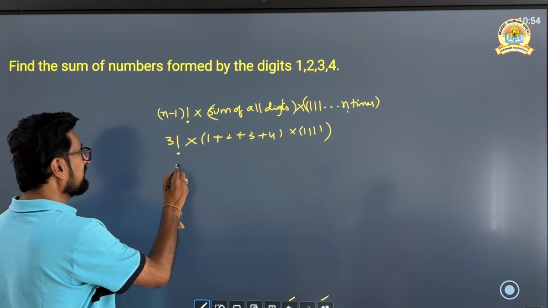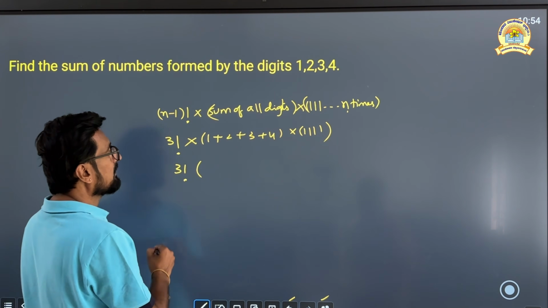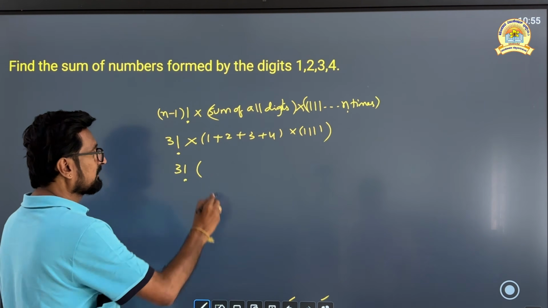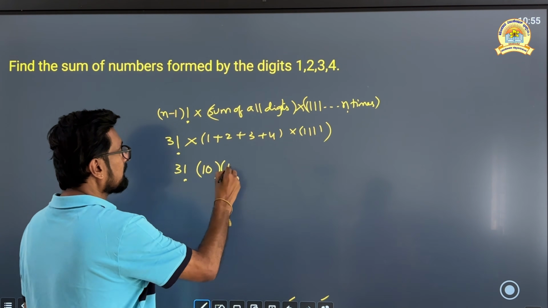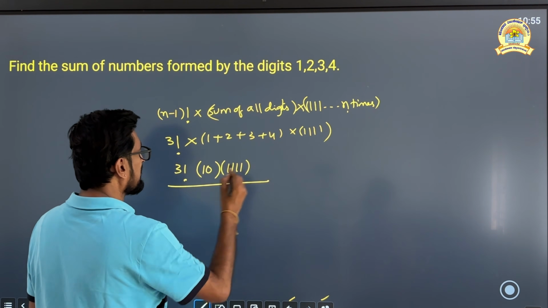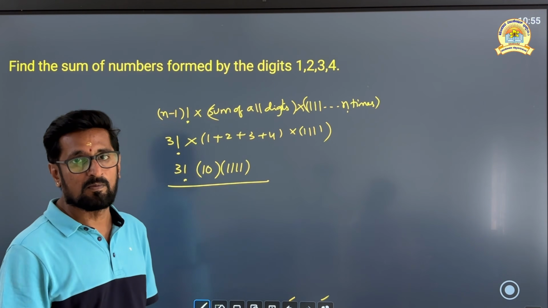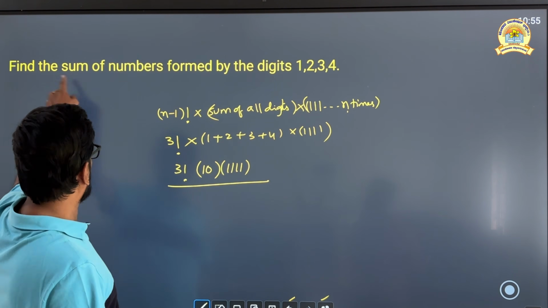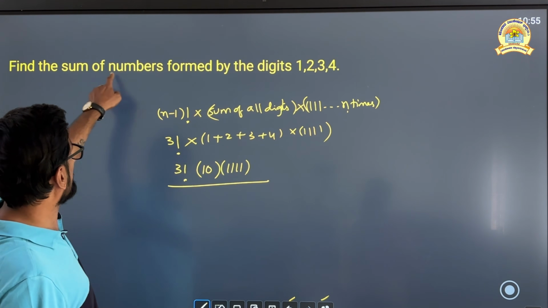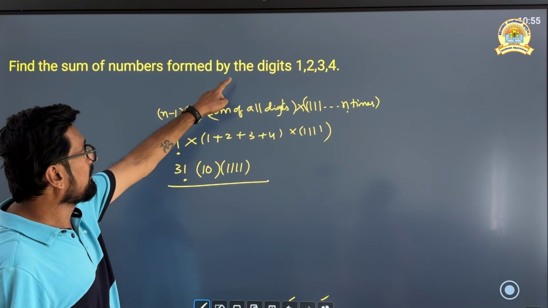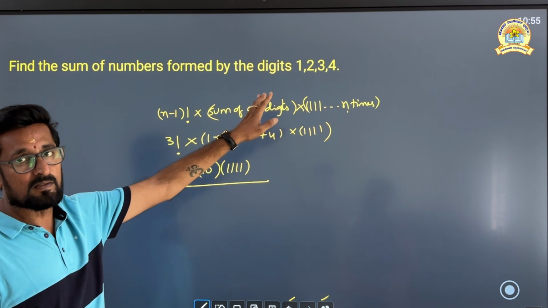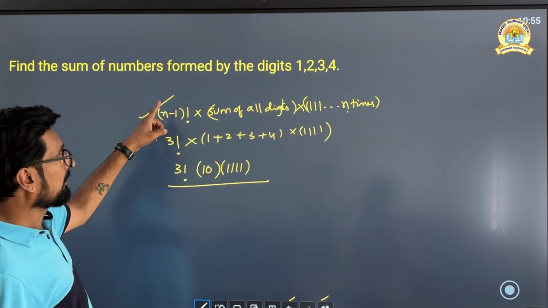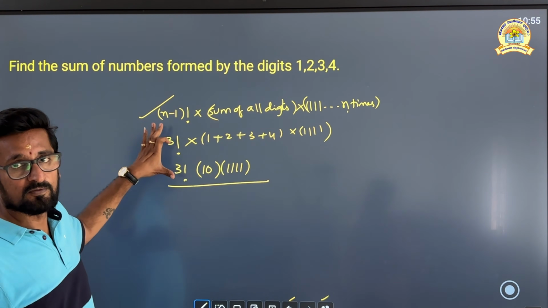If I simplify this, I am going to get 3 factorial into, 1 plus 2 is 3, 3 plus 3 is 6, 6 plus 4 is 10, into 1, 1, 1, 1. If I multiply this, I am going to get the answer for this problem. This is the answer for the sum of all numbers formed by the digits 1, 2, 3, 4. You should use this method for doing this problem as simply as possible. Thank you.